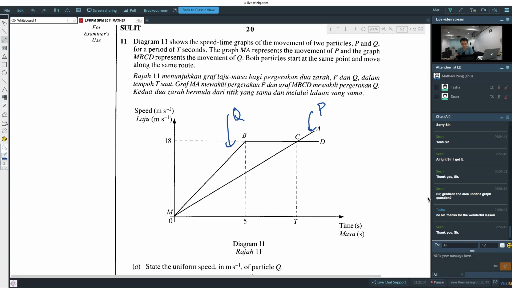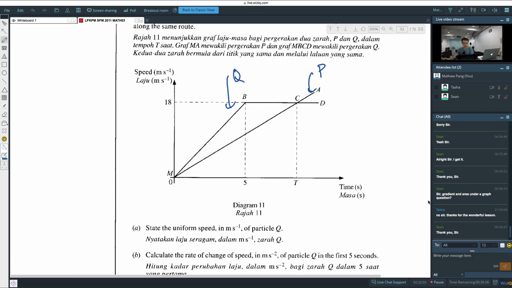Uniform speed means the speed will remain the same, right? It's constant. So over here it's just 18, because B to C is a uniform speed. So it's just 18 meter per second. This is 1 mark. Alright, it's very simple.